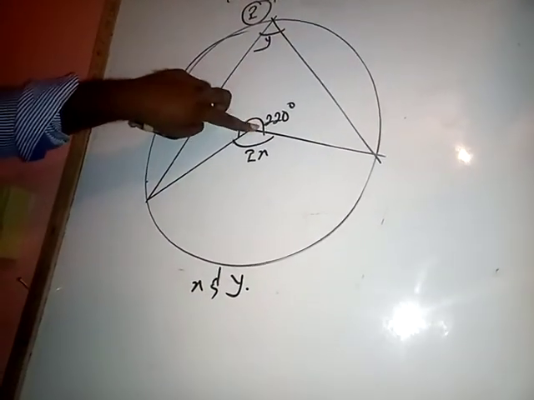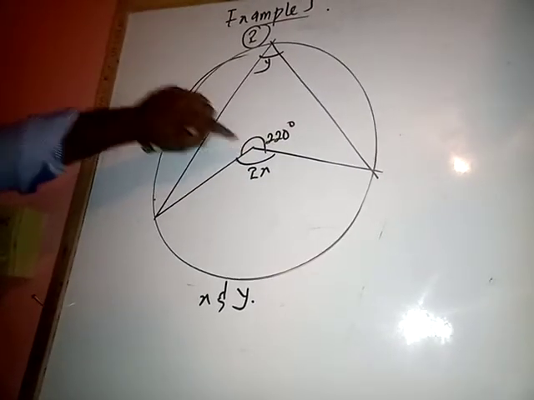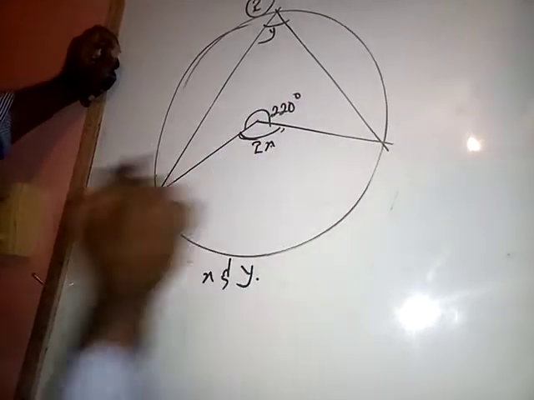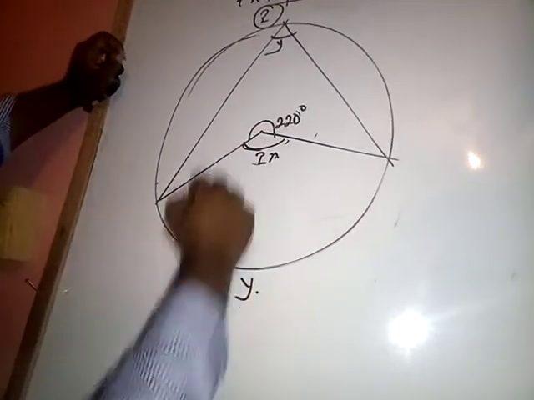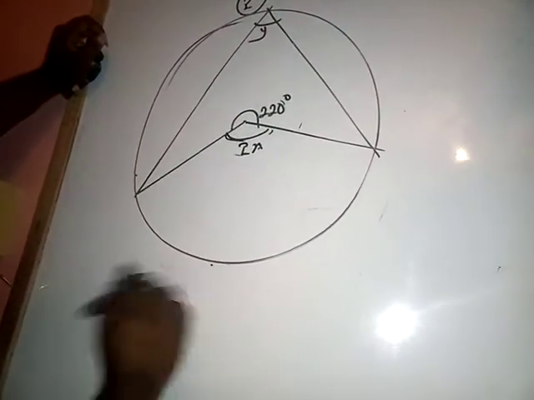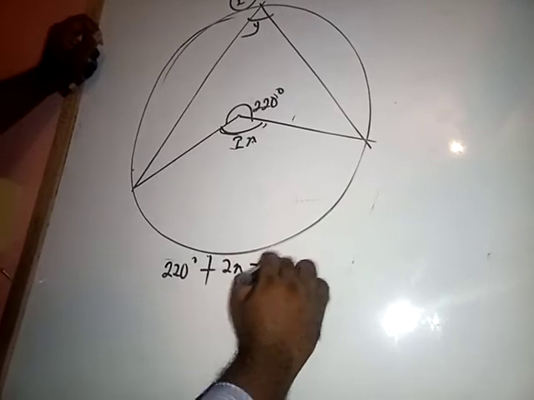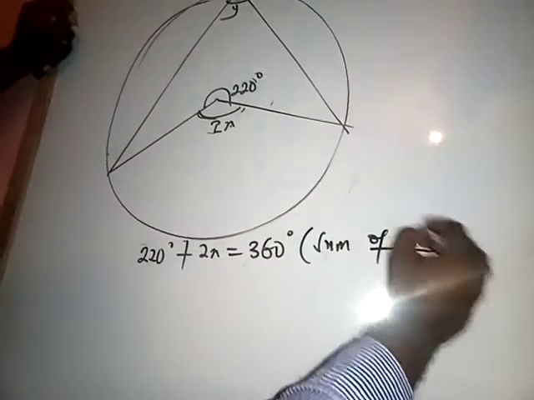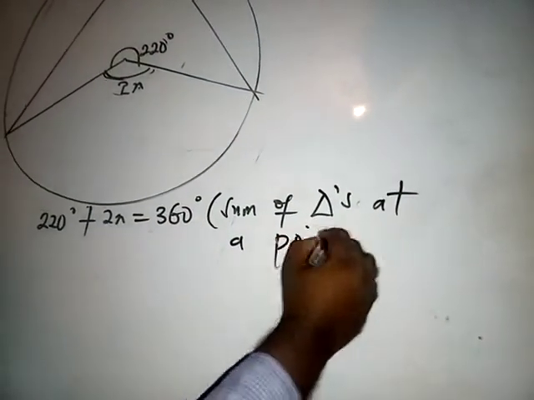I have 220 at the outer part, and here I have 2x. The easiest angle for me to get is here. Sum of angles at the point. So I'll say 220 plus 2x is equal to 360, because the sum of angles at a point is 360.